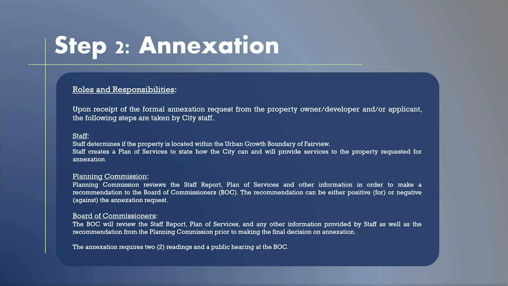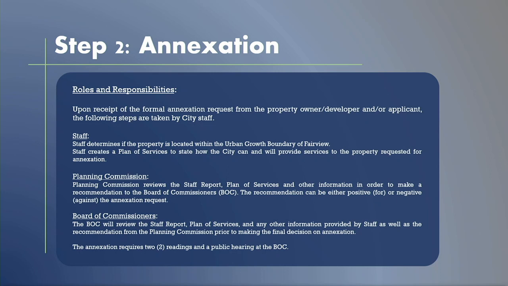Once the Board of Commissioners gets this information, they'll have final decision on annexations. They can take your recommendation into consideration, but they're not bound to match your recommendation. They can agree with you, or they can make their own decision. Well, we feel like it should be annexed, or they can say we feel like it shouldn't be annexed. So it is up to them, since they're the legislative body of the City of Fairview. They make that final decision. Obviously, you all know this, but it takes two readings and a public hearing for the Board of Commissioners for an annexation.